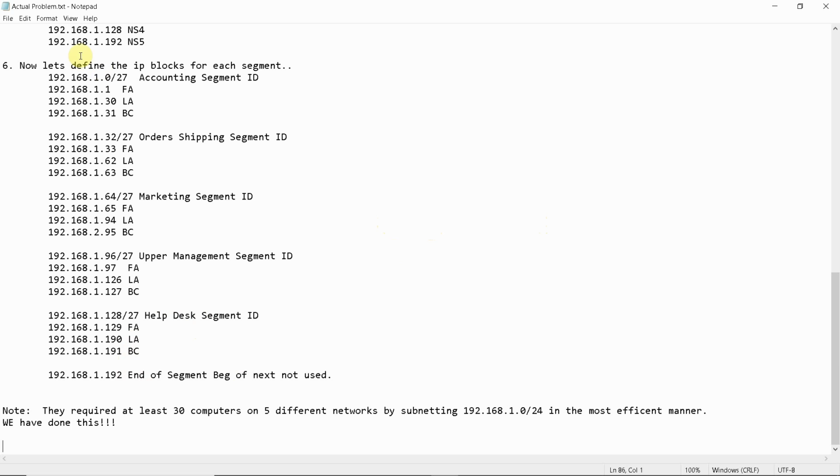If you're using DHCP, you're going to have separate switches, and you're going to have a router that has a virtual LAN coming out for each one of these.